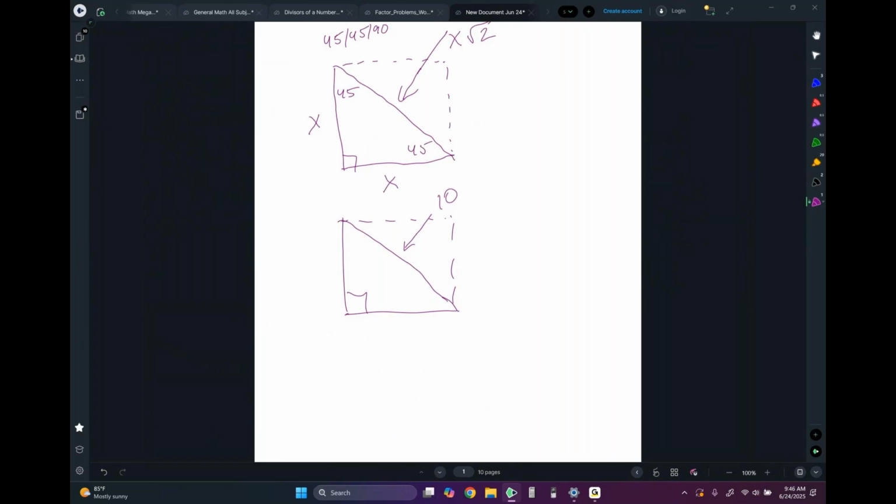So 10 divided by square root of 2, and you want to simplify the radical denominator, so you multiply by square root of 2 for both sides, and you get 10 square root of 2 divided by 2, which equals 5 square root of 2. Okay. All right. You're totally understanding it.